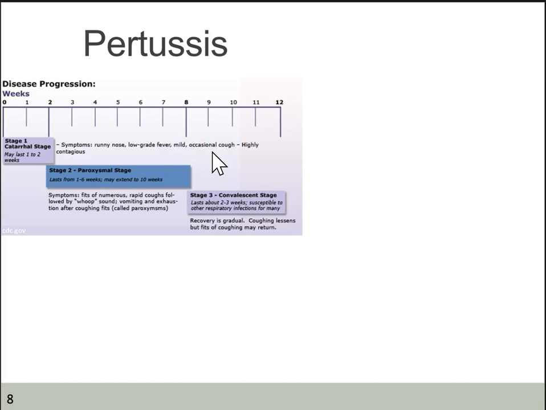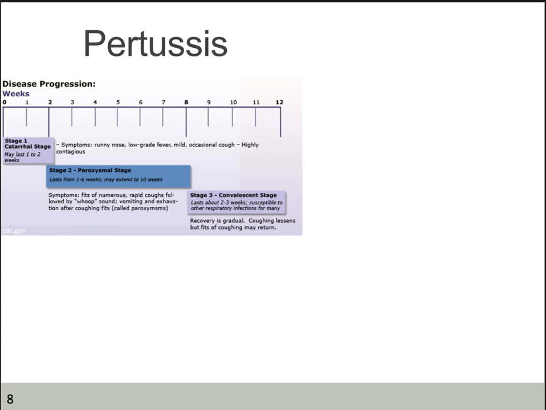So you think about when you have kids playing with other kids, if they have a cold, kids are usually allowed to play with other kids. But if they develop symptoms that are really characteristic of whooping cough, which is what pertussis is, then at that point, they're actually in stage 2, the paroxysmal stage. And at that point, they have fits of numerous rapid coughs with that characteristic whooping sound.